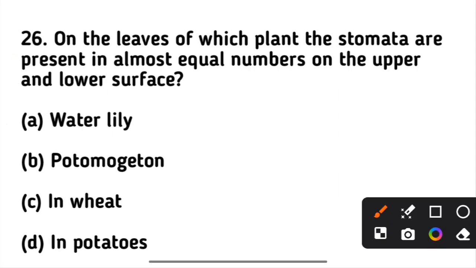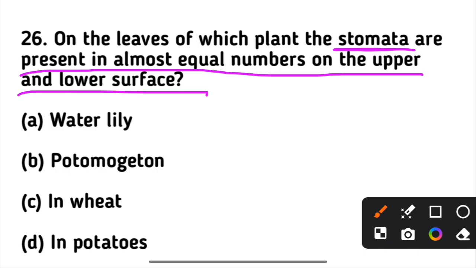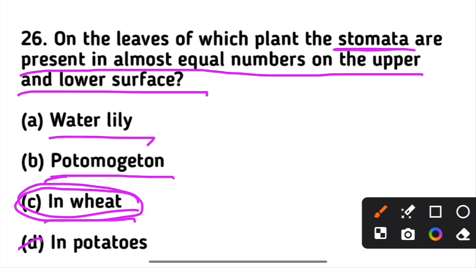26. On the leaves of which plant are the stomata present in almost equal numbers on the upper and lower surface? Options: water lily, potamogeton, and iris, in potatoes. Option C is correct. Iris.